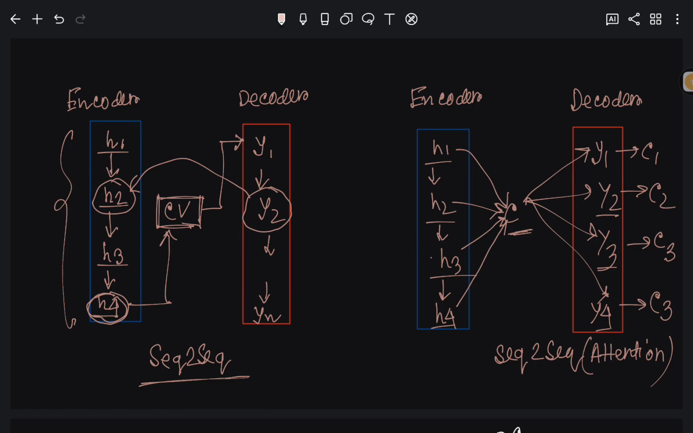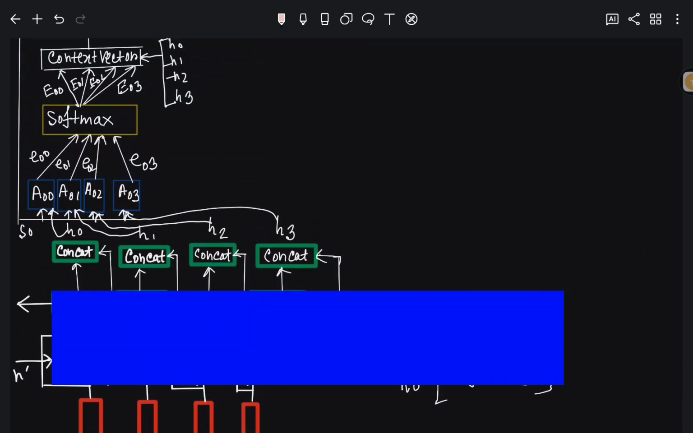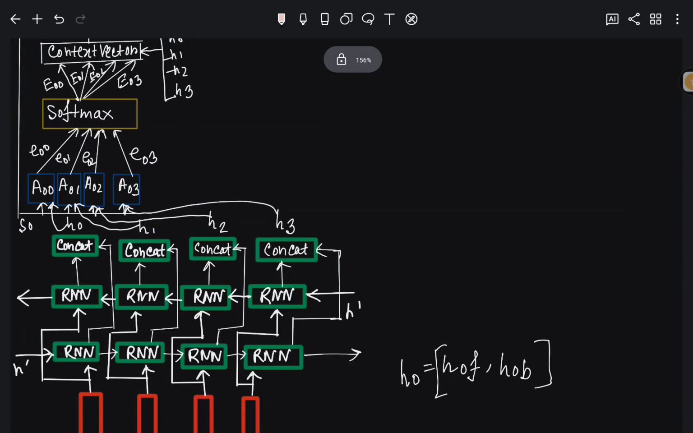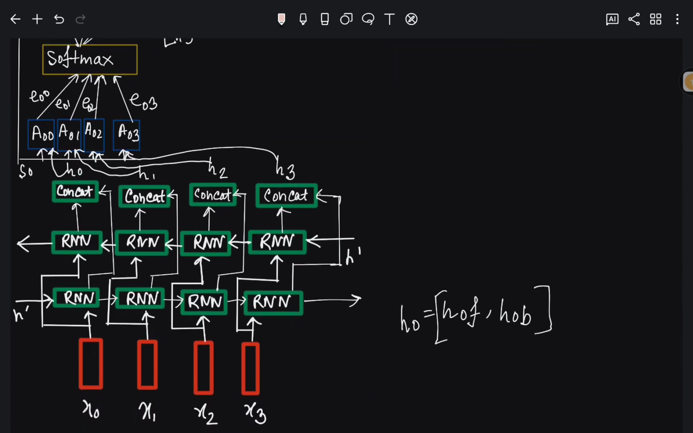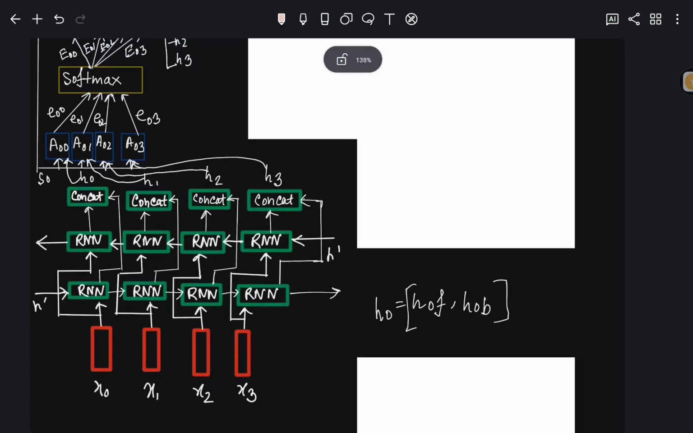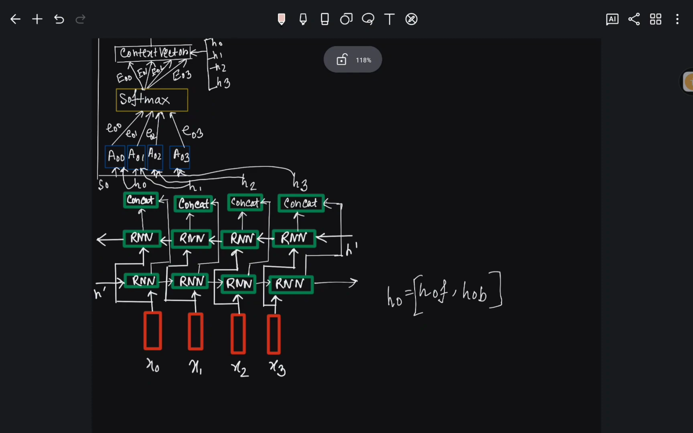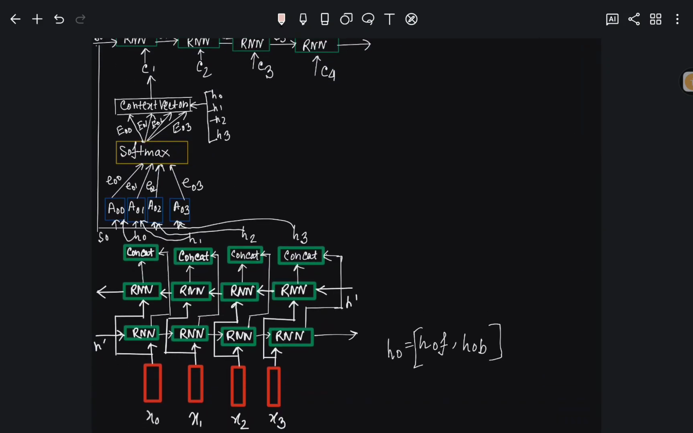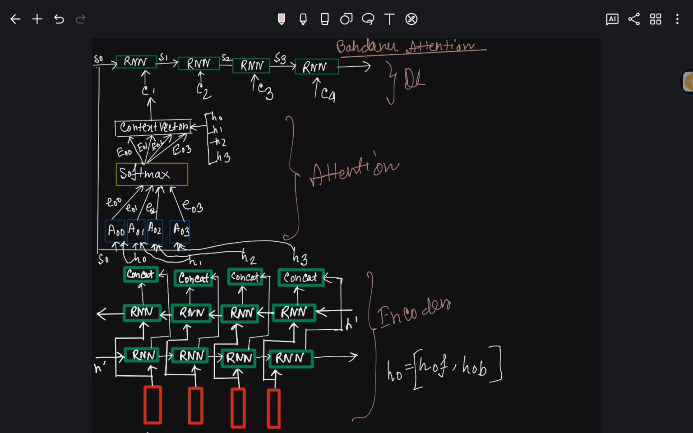Now let's check the detailed math of this. I have this image where we have the same representation of encoder and decoder, but in a different manner. If I zoom out, you can see there are a few parts here. This part coming up here is my encoder. I will explain each of these parts in detail, and this part generally represents the attention mechanism, right? And this is my decoder.